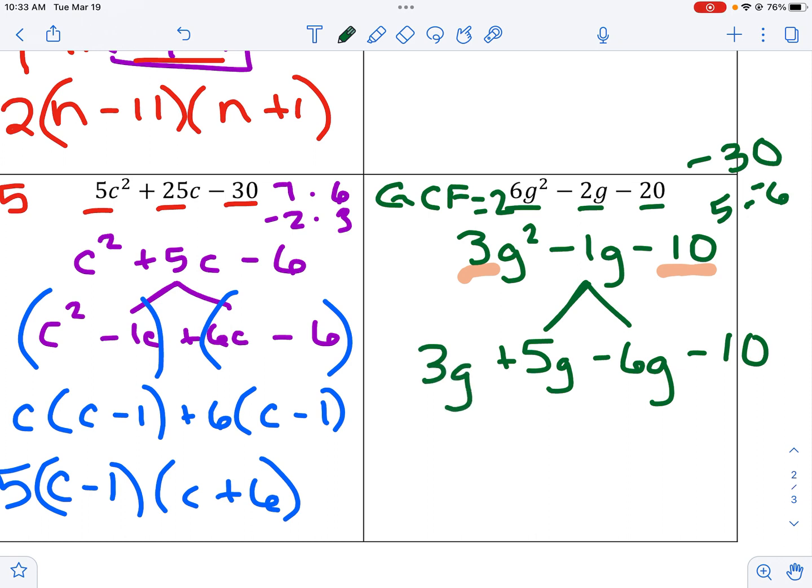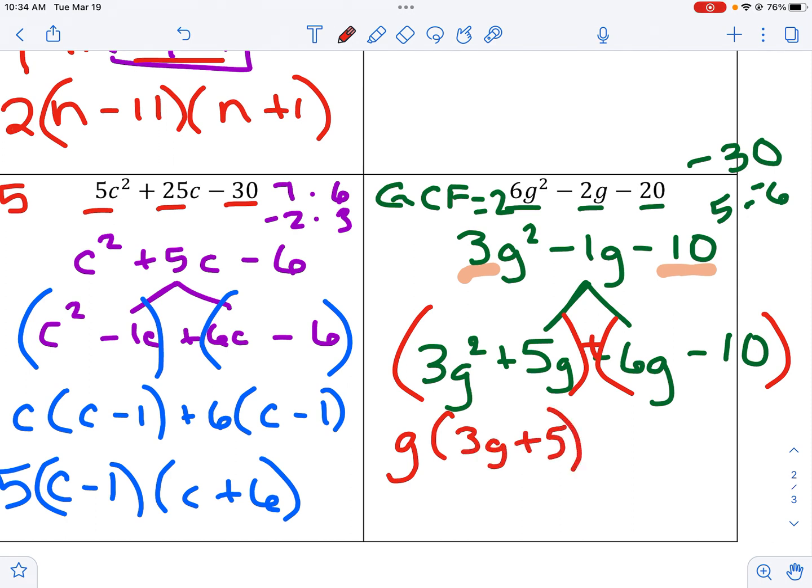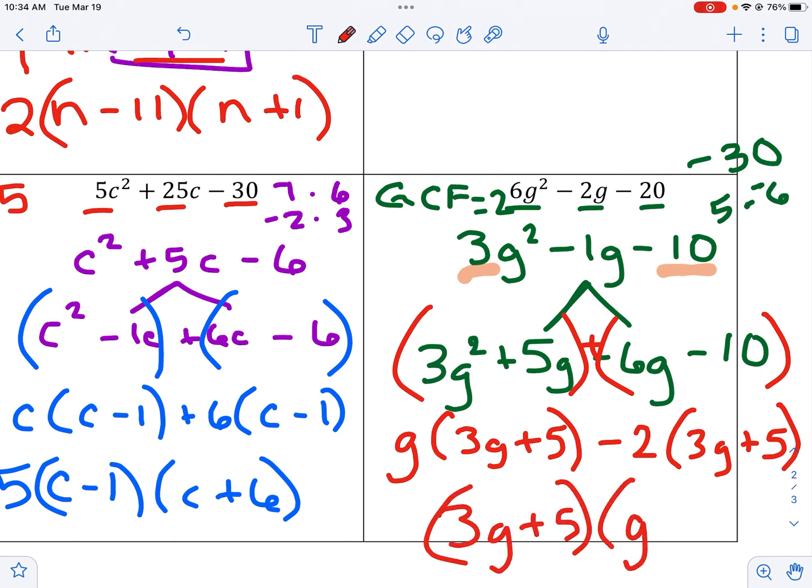That happens every time. All right, so again, I'm going to switch colors. I'm going to put in my parentheses so you can see. These have a g in common. I'm left with 3g plus 5. The second set have a negative 2 in common, and that would make positive 3g and positive 5. And so 3g plus 5 and g minus 2.